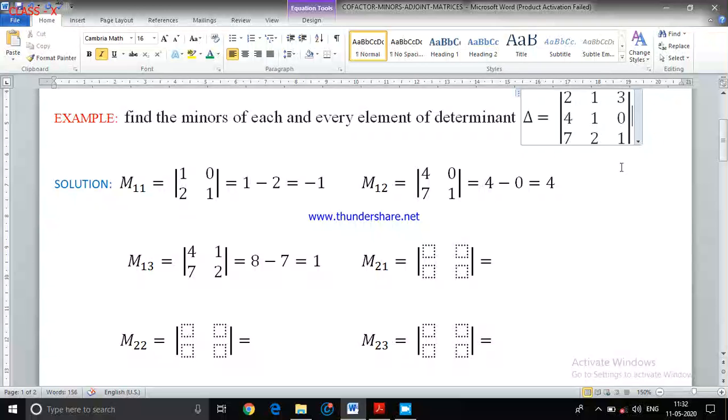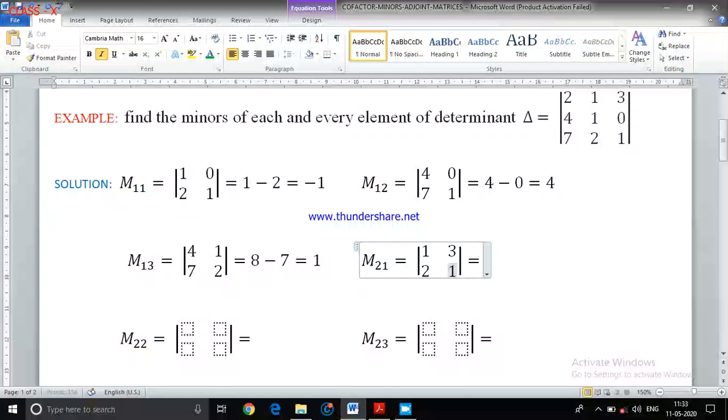Now similarly you have to find the minor of each and every element. Now what is the minor of 4? The 4 means this is the second row and first column element. If I remove the second row, 4 1 0 will be excluded, and the first column, 2 4 7, is excluded. If I exclude these two, what are the remaining elements? 1, 3, 2, 1. So it will be 1, 3, 2, 1.